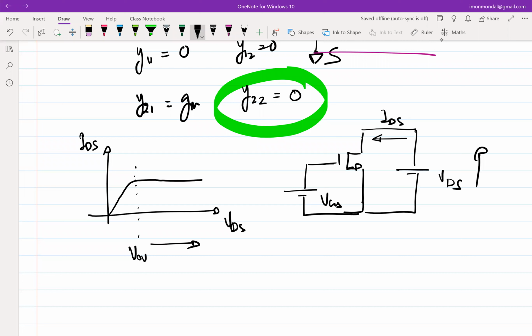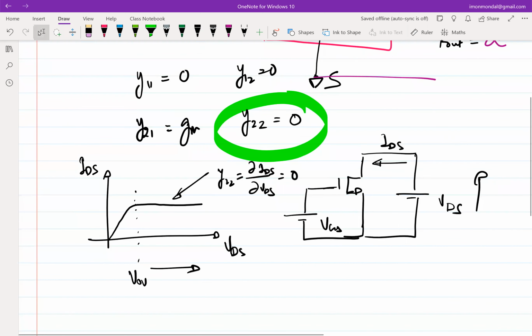which essentially made that in terms of incremental Y parameters, Y22 was 0, right? So in this case, Y22, which was del IDS by del VDS, was 0. And since Y22 was 0, in the incremental picture, our MOSFET was open circuited at the output terminal as far as my incremental output impedance is concerned.